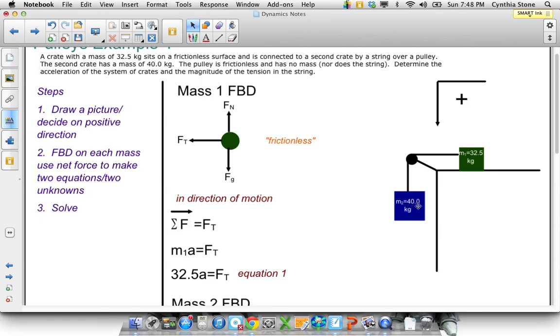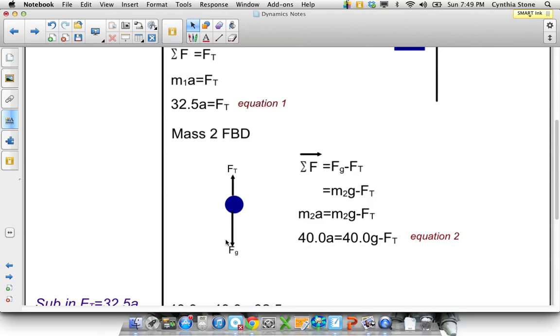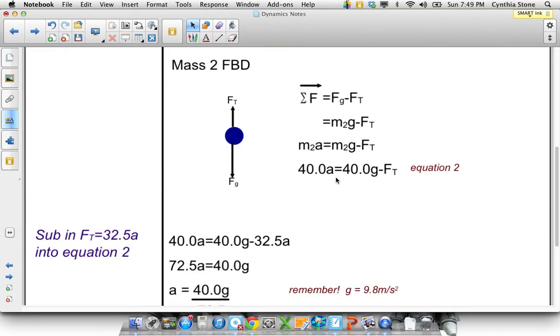So if I do a free body diagram on mass 2, here I've got gravity pulling it down and tension holding it up. So my net force is gravity minus tension, because I decided that down was my positive direction. So mass 2 times 9.8, or g, minus tension is equal to my net force. This time my net force is M2 times a, equals gravity force minus tension. So 40a equals 40g minus Ft. So here's my second equation. Okay, so now I've got 2 equations, 2 unknowns.